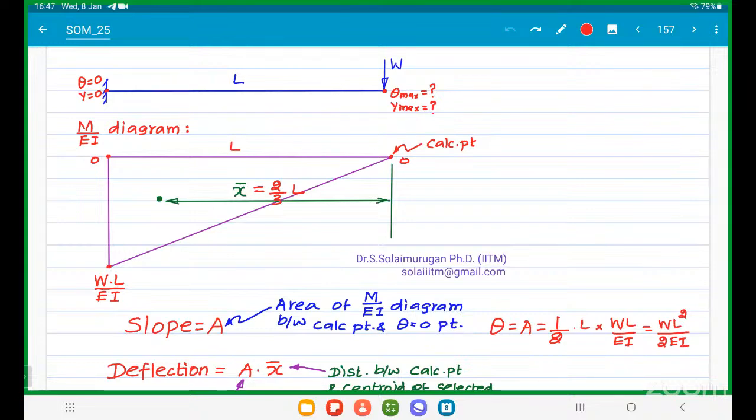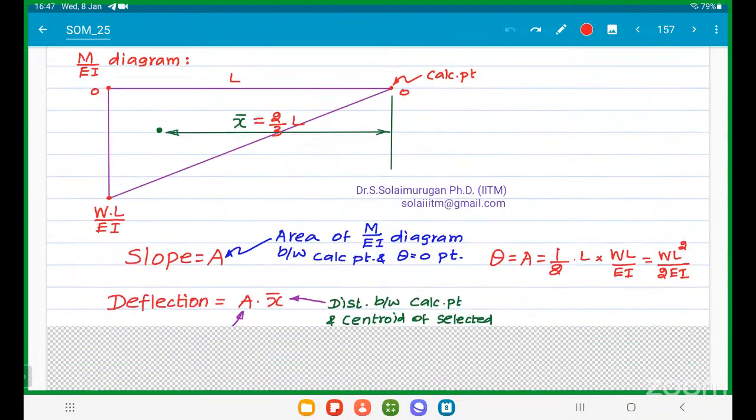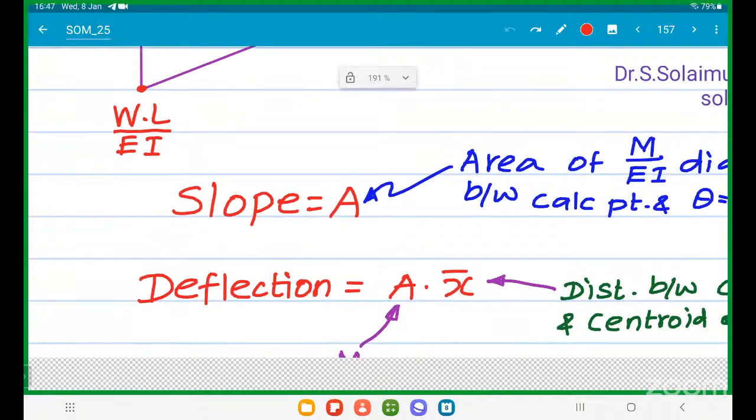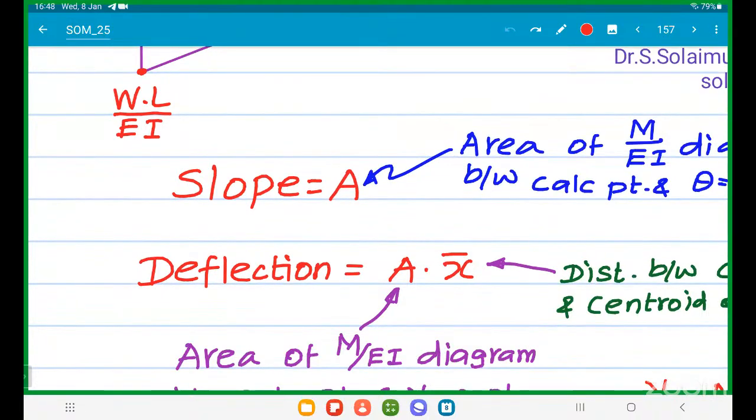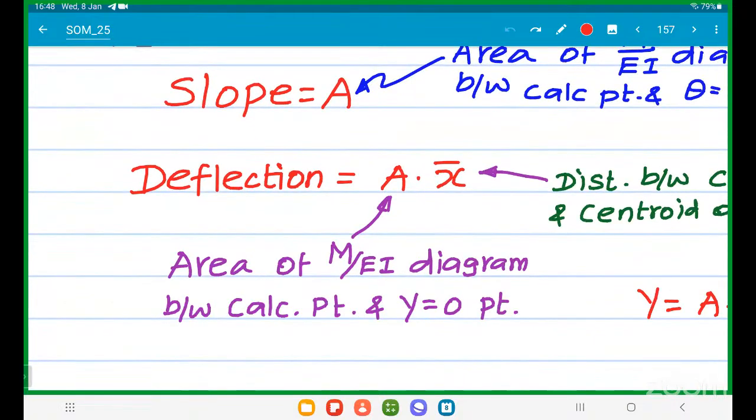Second, deflection. Deflection is equal to A into X bar. What is this A, sir? Area of the M by EI diagram between the calculation point and the deflection equal to 0 point. Previously I told slope equal to 0 point, because previously we were calculating the slope. Now I am calculating the deflection.